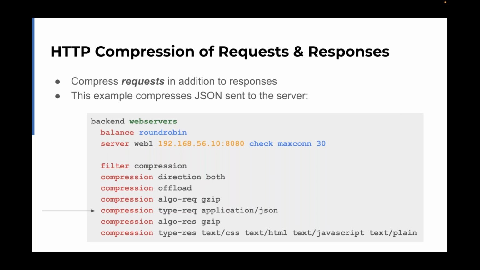This new syntax has you specify whether you want to compress requests, responses, or both. So in this example, we want to compress JSON sent to the server. So we configure HAProxy to compress requests that have the content type header set to application JSON.